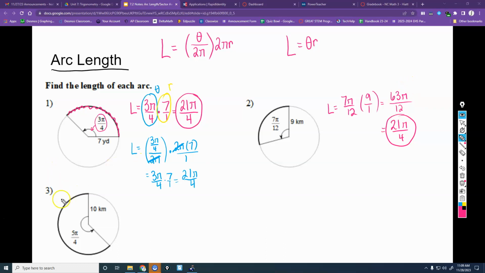Okay. For number 3, William, what would I have to do for number 3? Okay. That is going to give me 50 pi over 4. Will that reduce? Yeah. What will I get? 25 pi over 2. Right there. Beautiful. Everybody okay here?